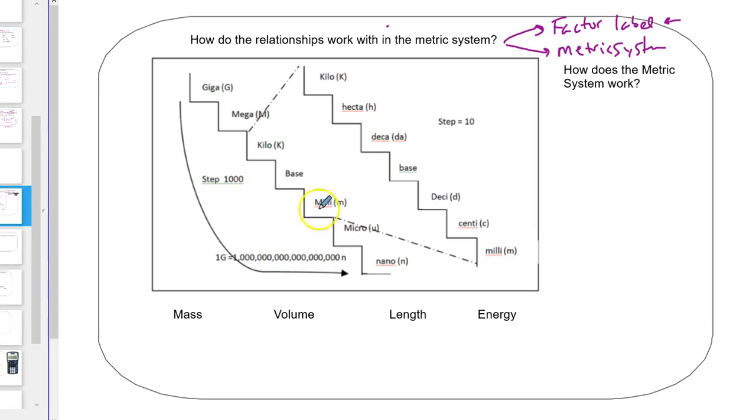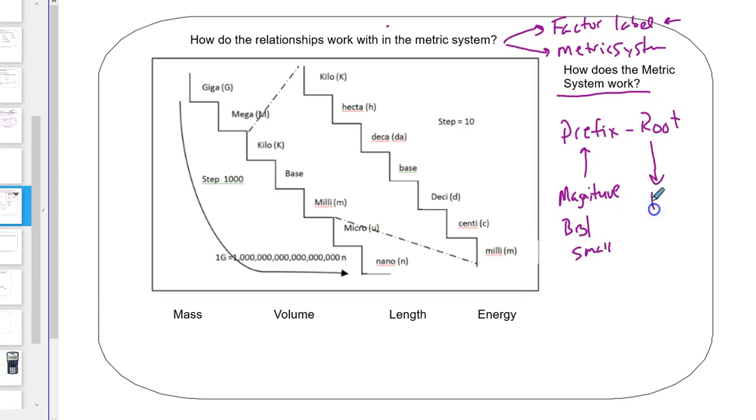The metric system has what they call a prefix, and then they have a root. The prefix isn't always there, but the prefix tells us the magnitude of the value, like how big or how small the value is. And then the root tells us the type of measurement, whether you're measuring length, mass, volume, or what have you.